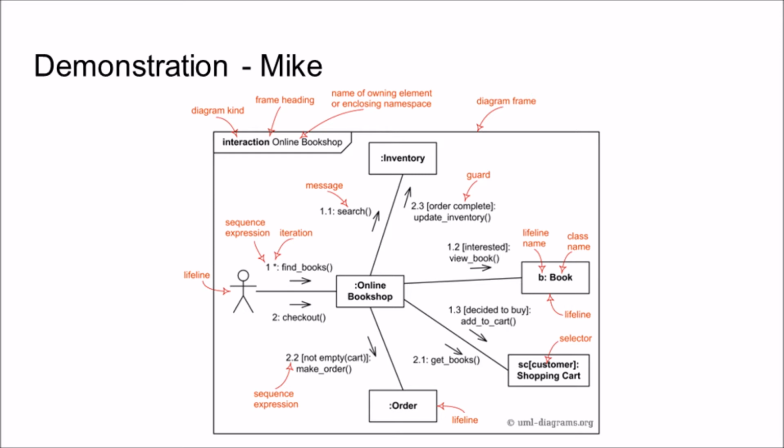And so over by the little guy on the left here, we can find these two parent messages. We have finding books and we have checking out. And the little asterisk before the find books means that we're going to do it multiple times before we check out. And the ordering is one and then two.